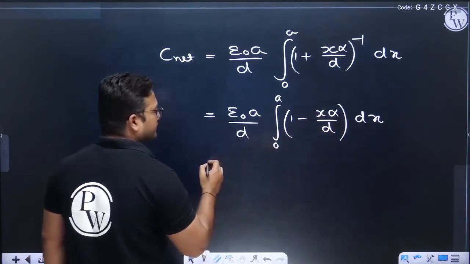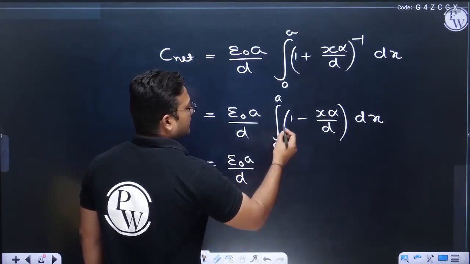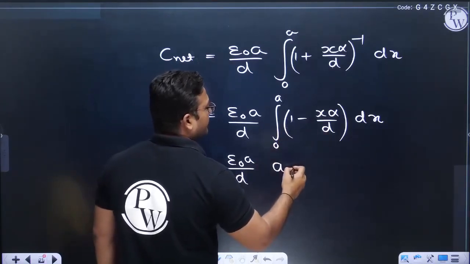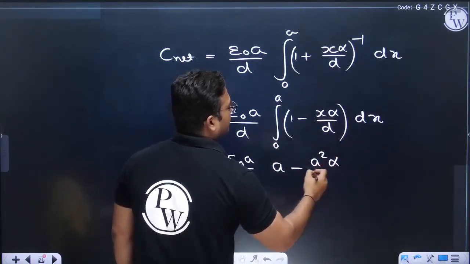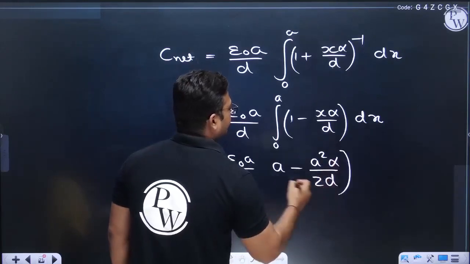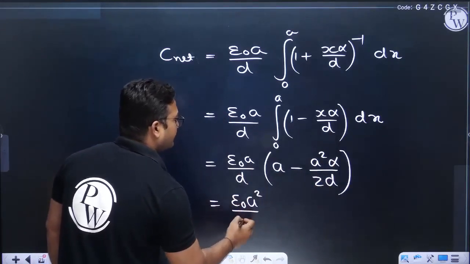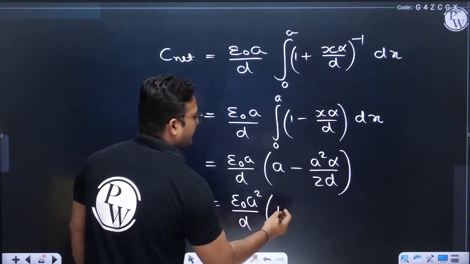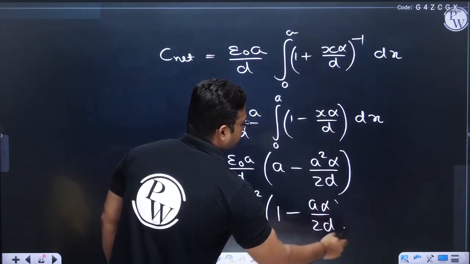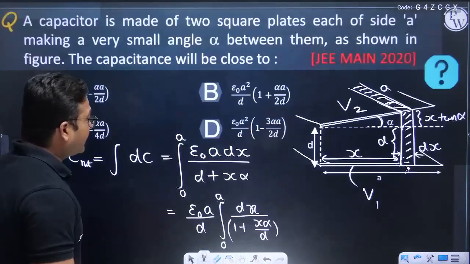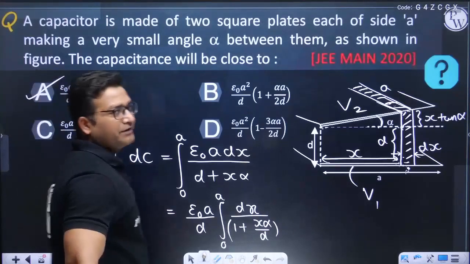Now if we integrate this, epsilon naught a by d, I'll have 1 dx as a, minus x dx is a square alpha by 2d. So take one more a common outside, you will have epsilon naught a square by d, bracket, in the bracket we have 1 minus a alpha upon 2d. So that is your answer, and if you check, yes, A is the correct choice.